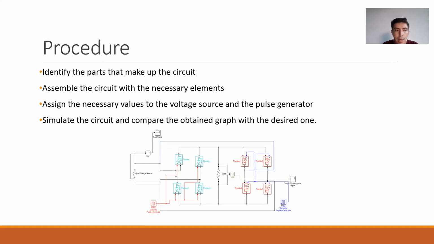The procedure was the next one. First of all, identify the parts that make up the circuit. Then I assemble the circuit with the necessary elements. Then we assign the necessary values to the voltage source and the pulse generator. And the last part was to simulate the circuit and compare the obtained graph with the desired one.